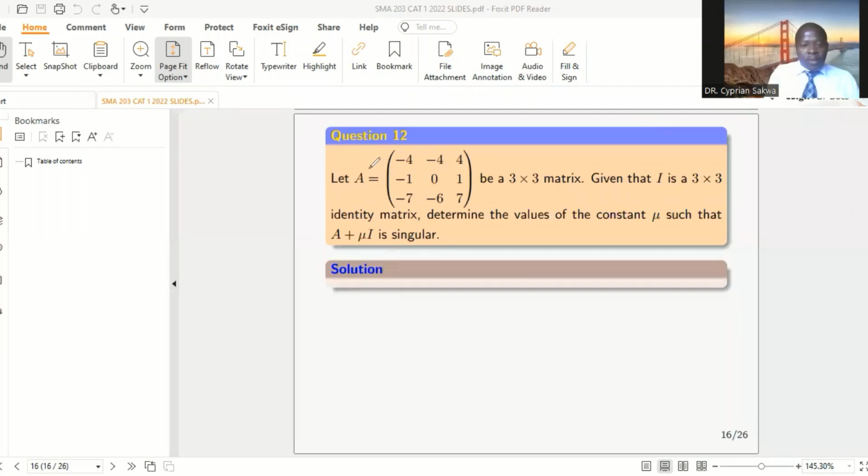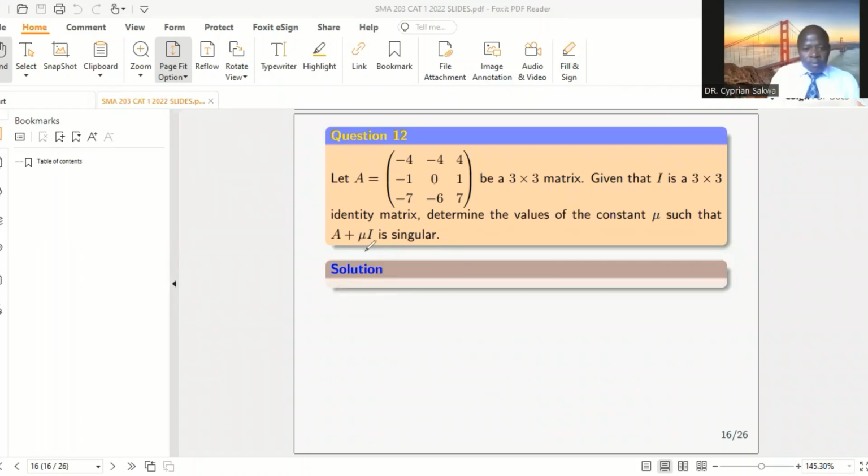And look at this question 12. We are given matrix A, and we are told to find the value of mu such that A plus mu I, where I is the identity matrix, is singular. What we know is that a matrix is singular if its determinant is 0. So that is what we shall be using.